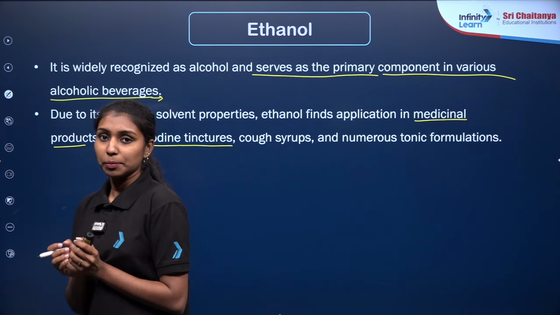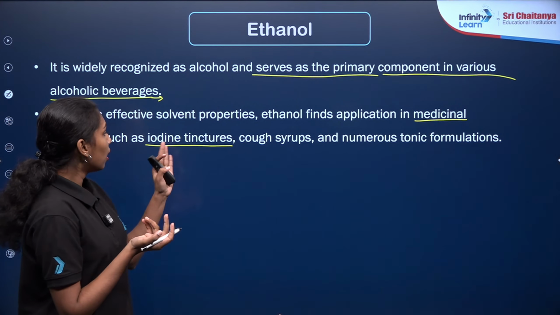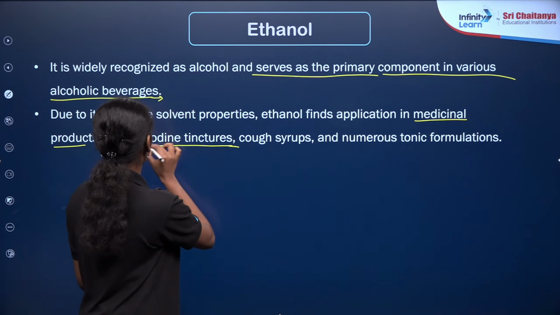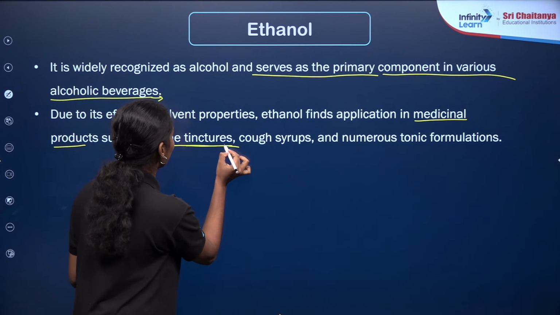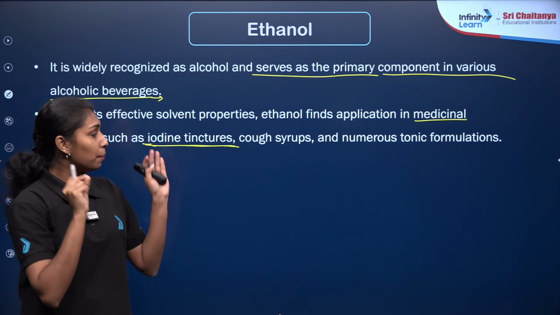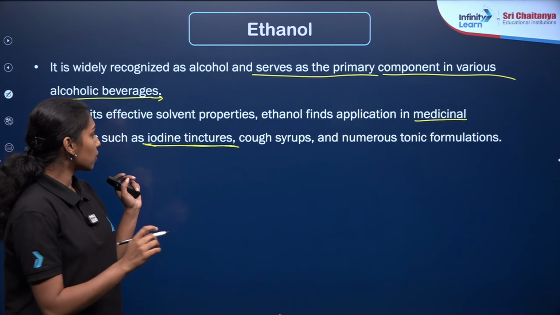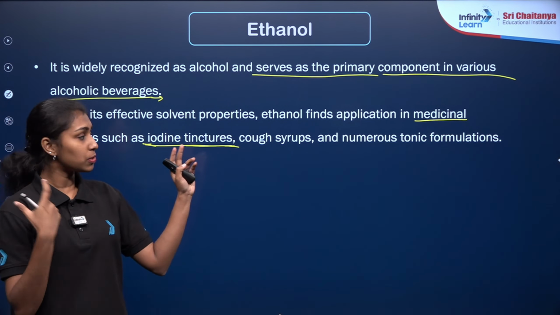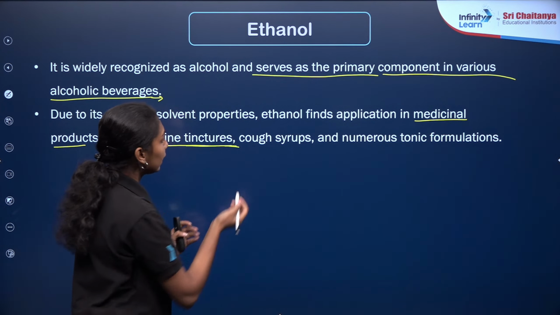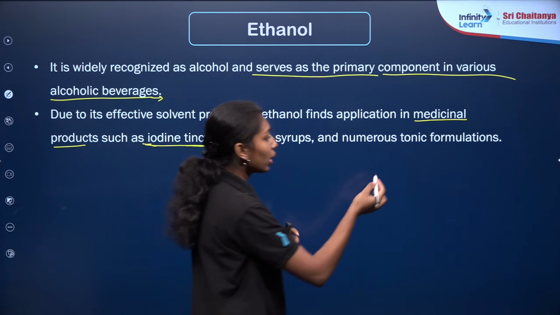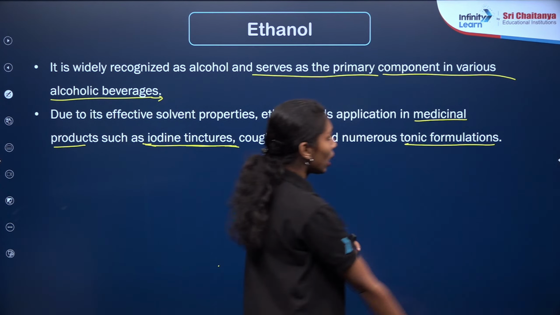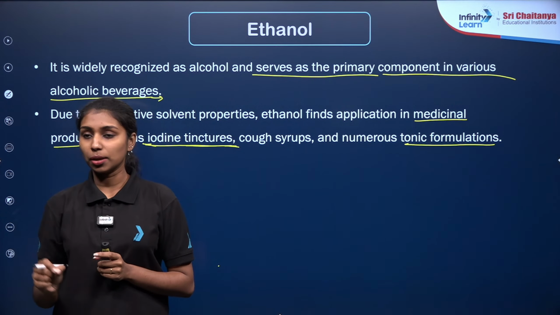Yes, iodine tincture means whenever we have any wound in our body, we add a brown colored solution to it. That is known as iodine tincture, which is used to cover that wound. Then in cough syrups and numerous tonic formulations, we use ethanol as one of the most important components. Clear?